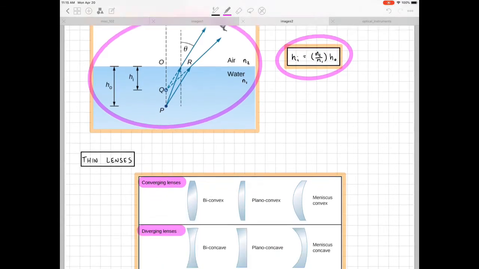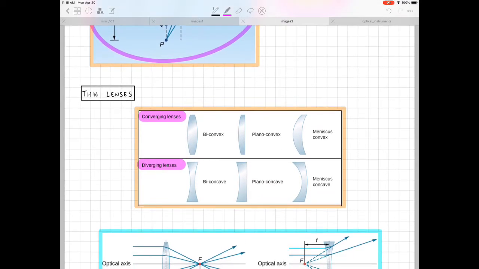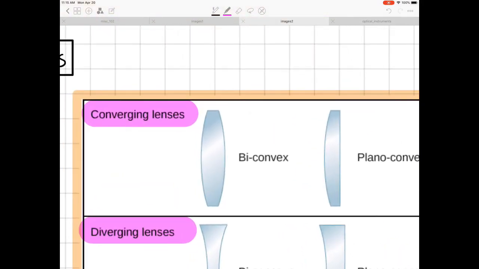Now, the thing we're going to spend the rest of our time focused on is a specific application of refraction, and that's the use of lenses. We are going to use something known as thin lenses. What that means is that in reality, you've got this lens here, and your rays are going to hit the surface here and bend. They're going to bend towards the normal.